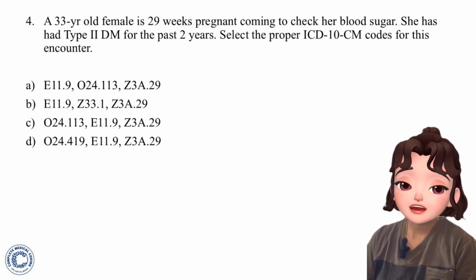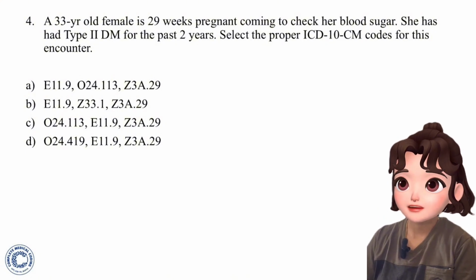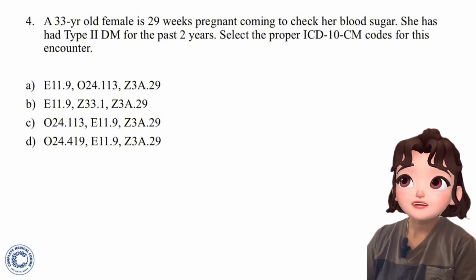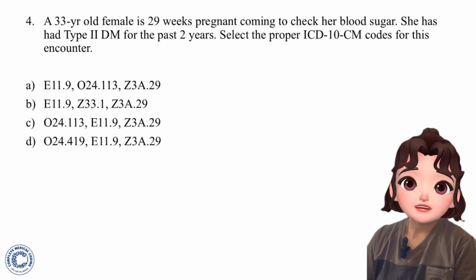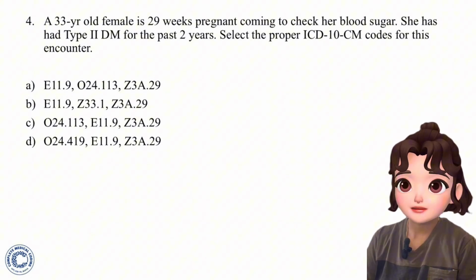If they had asked for the CPT procedure code, you would have to code for the blood sugar test also, 82948 or 82947, whatever it is. But since the question is asking only for the diagnosis, you don't have to code the sugar test. So we have to code only the diagnosis.